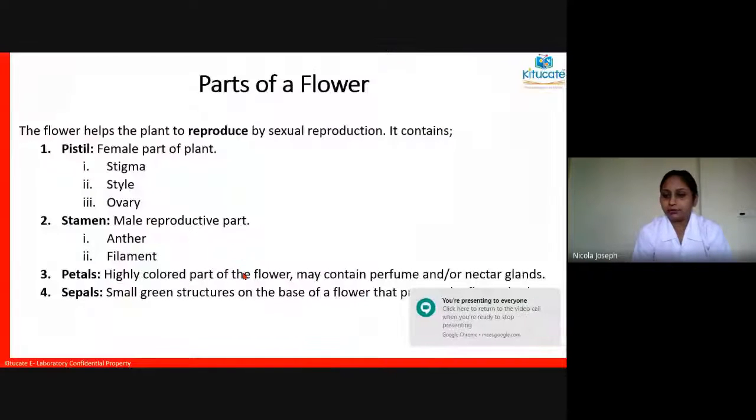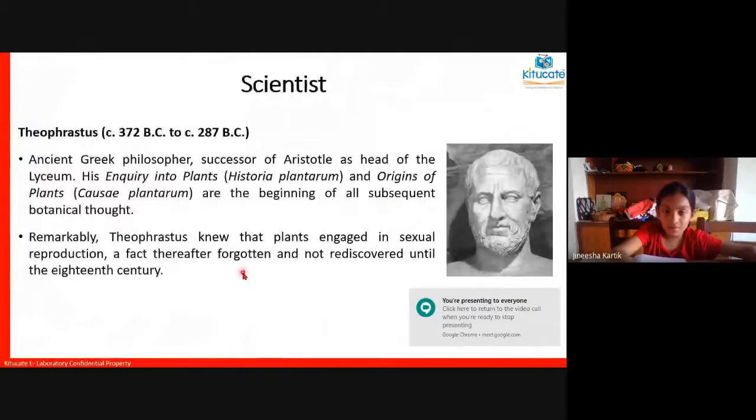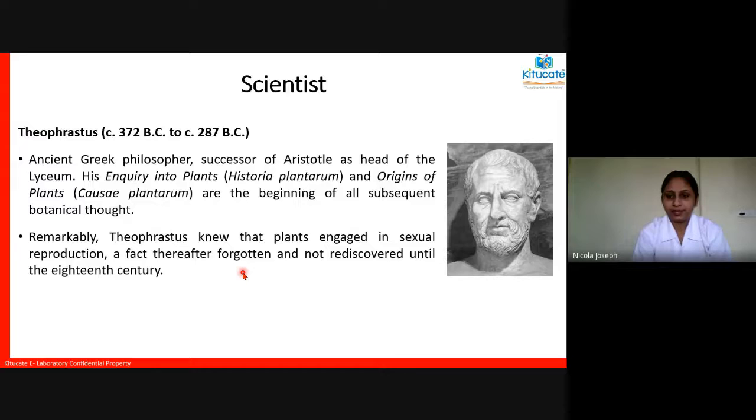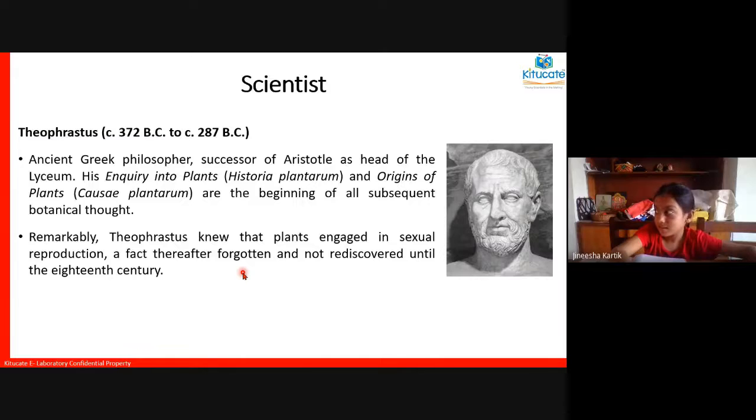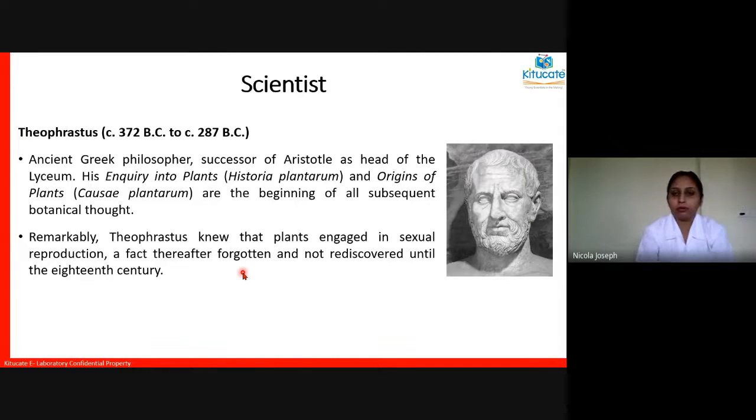Yes, any doubt? No, ma'am, I've touched pollen before. Okay, you have touched pollen. How does it feel? It is somewhat powdery, right? Yes, it's powdery, and it's mostly yellow colored.